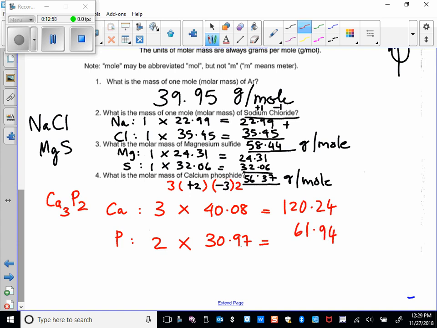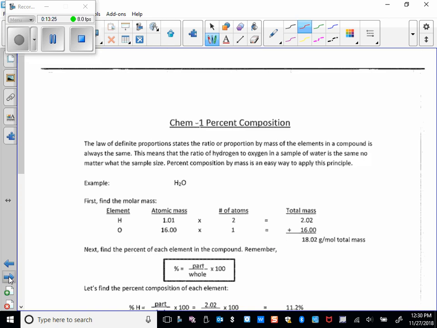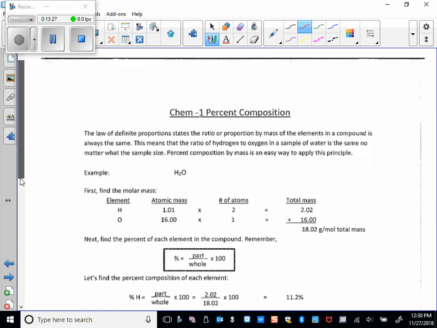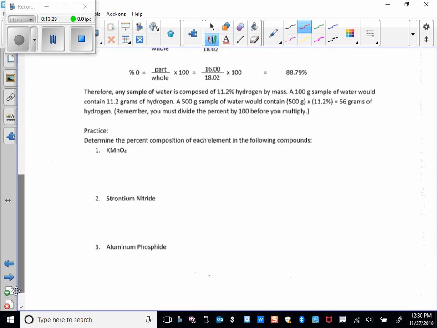What is the number for the next one? 61.94. What do I do with these two numbers now? Add them up. And what do you get? Is that right? Did I add up correctly? This is so many grams per mole. Do we understand how to calculate molar mass of a compound? How to write its formula and calculate its mass? Do we understand the steps? Okay, let's move on. Wait, hold on 1 second. You know how to add.